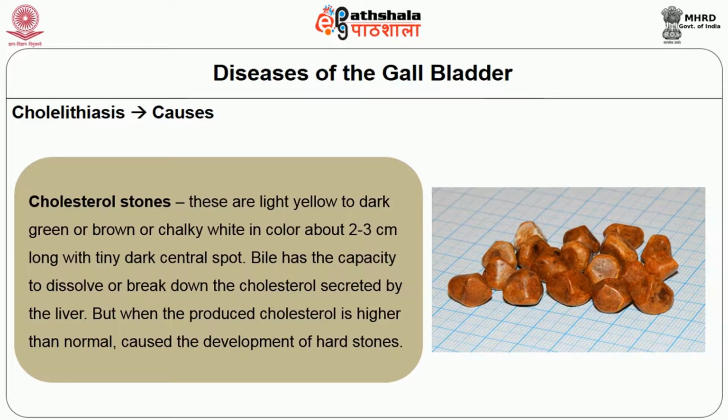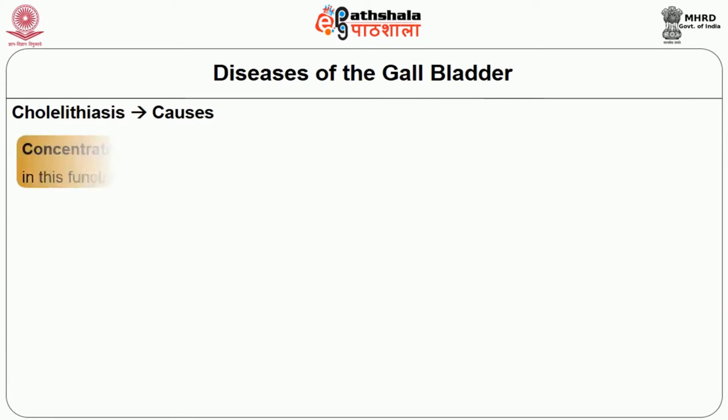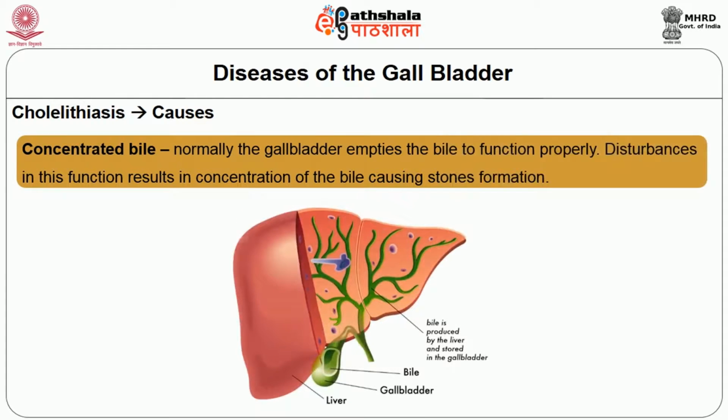Bile has the capacity to dissolve or break down the cholesterol secreted by the liver, but when the produced cholesterol is higher than normal, it causes the development of these stones. Concentrated bile: normally the gallbladder empties the bile to function properly. Disturbances in this function result in concentration of the bile, causing stone formation.